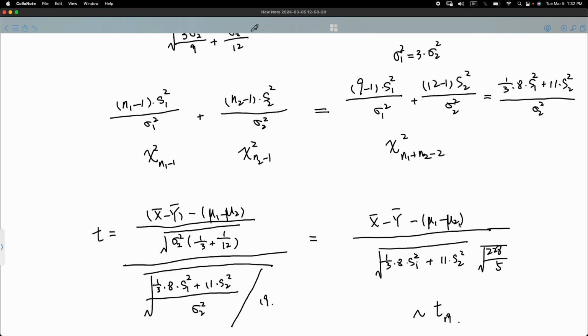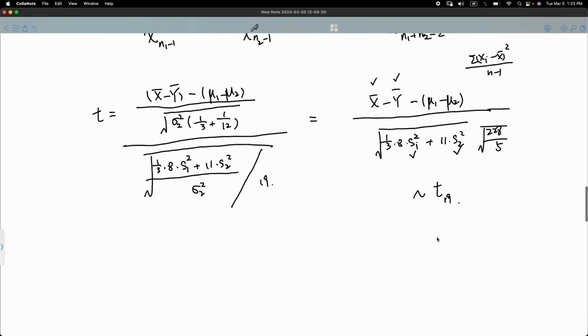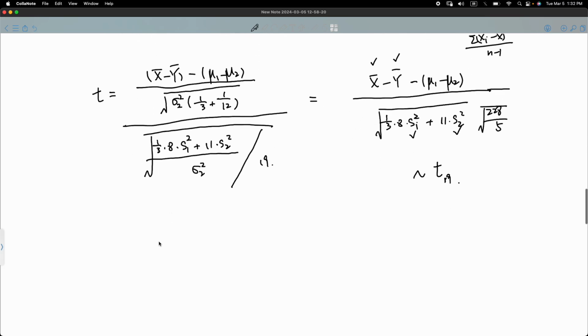So this can be estimated by data by taking a sample average of the 9 observations. This can be taking the average of the 12 observations. This can be calculated by summation of xi minus x bar square over n minus 1, similar for the y. So everything you can calculate from here. Yeah, that follows a t distribution. And then we can construct that.